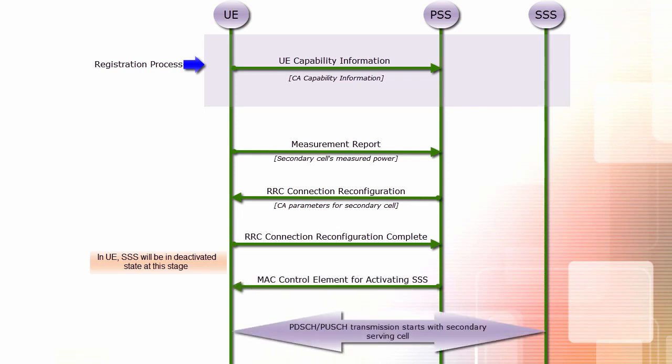MAC control element. eNodeB sends MAC control element to activate CA at UE. SCell index decides which bit in this control element will be used for activating or deactivating this secondary cell. Remember, primary cell can never be deactivated. Only secondary cells can be activated and deactivated.